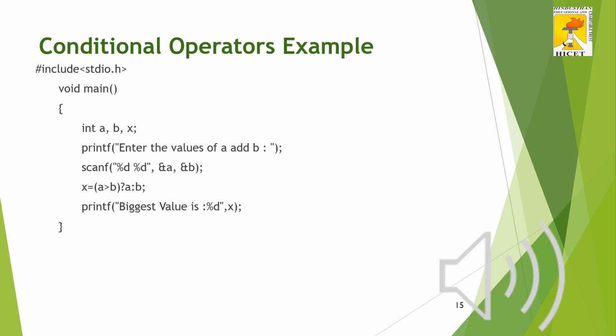See the example of conditional operators: int a, b, x. Then we are getting the value of a and b, right? Then according to the syntax, we are evaluating x equal to a greater than b, then ternary operation, then a colon b. Here we are checking the biggest value. Okay? We are doing the conditional check.